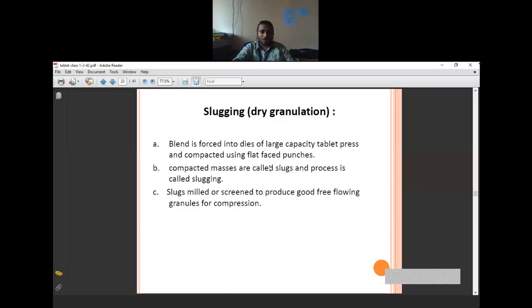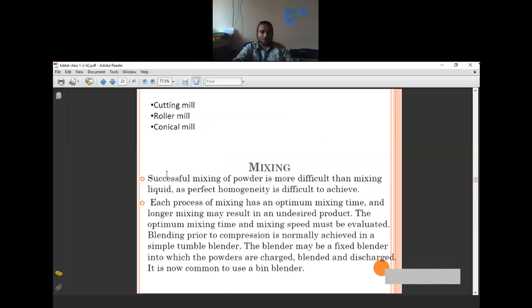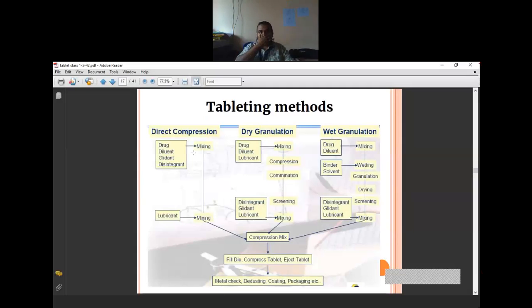It is dry granulation. What is the process of dry granulation? The process is given here. We mix the drug, diluent, and lubricant; all of it has to be mixed properly. After that, compression. Then comminution, then screening. Then we add the disintegrant, glidant, and lubricant. Again we mix.